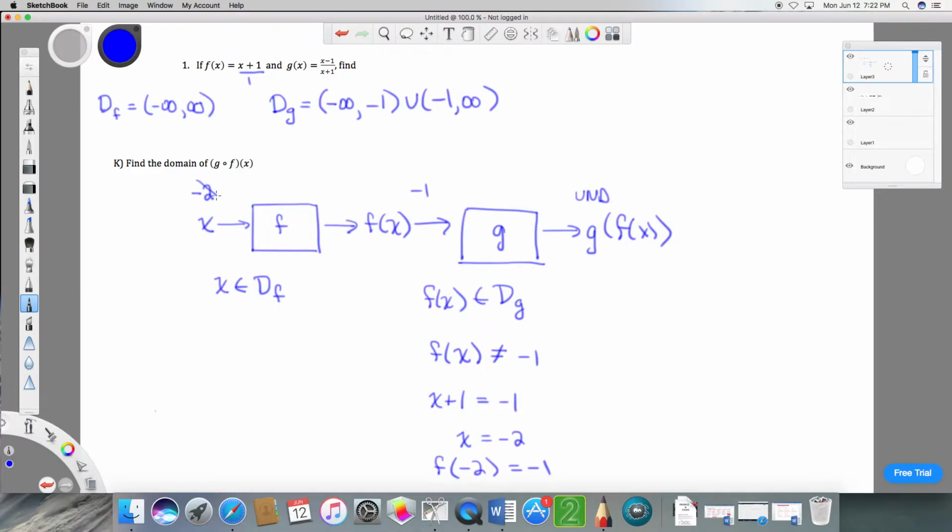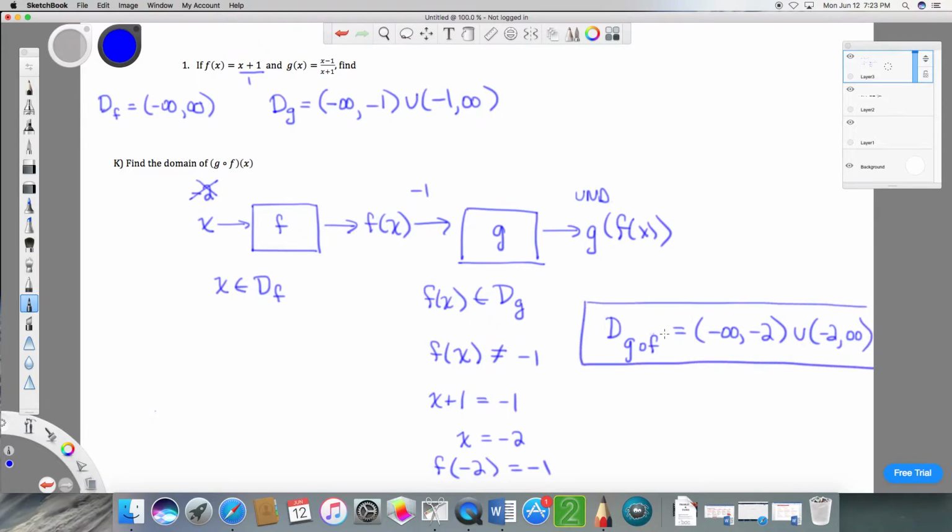So that means that we have to come back to the original input and say you can't have that. This -2 will not be related to any output. So the domain of this function composition, g composed with f, is the set of all real numbers excluding -2. So from -infinity to -2, union -2 to positive infinity, that's the domain for this g composed with f, and that's our final answer for this part K.